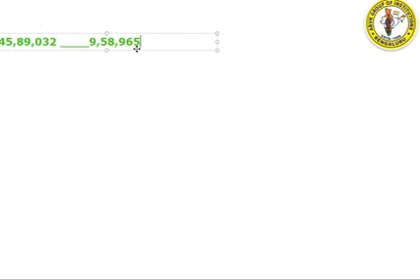And which has fewer digits? Here you have 7 digits, so this is the bigger number, and this number has 6 digits, so it is a 6-digit number. So now you know how to compare. Which has more digits? That will be the bigger number. So 45,89,832 is greater than 9,58,965. Okay. Next, let us see the next example.